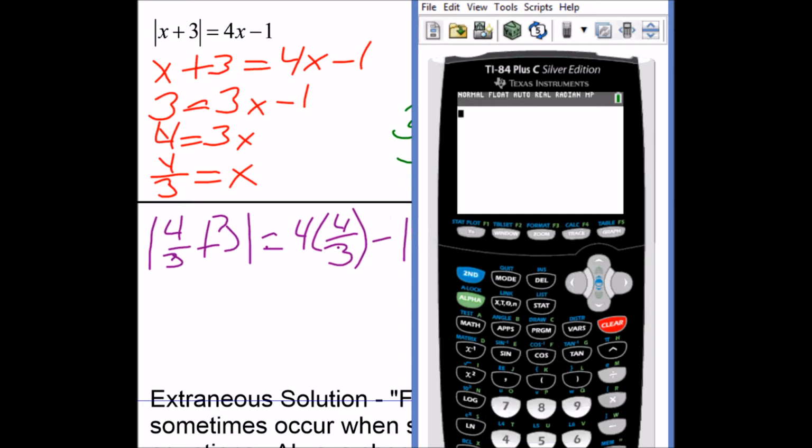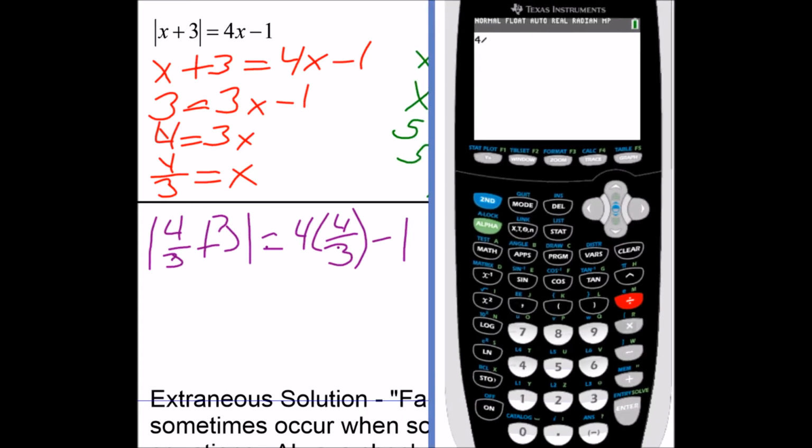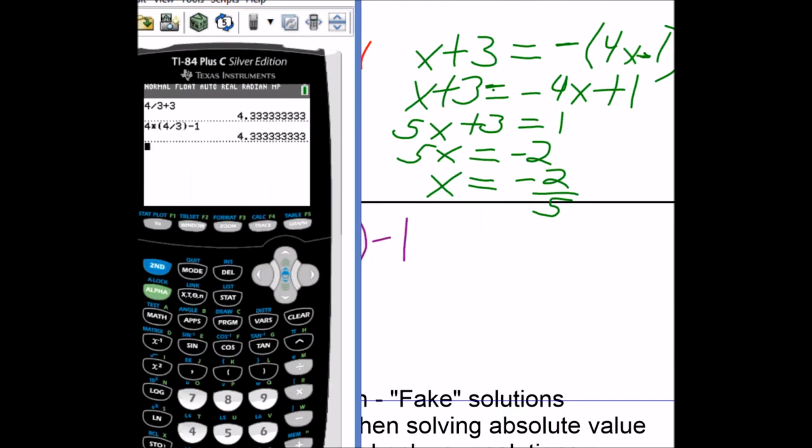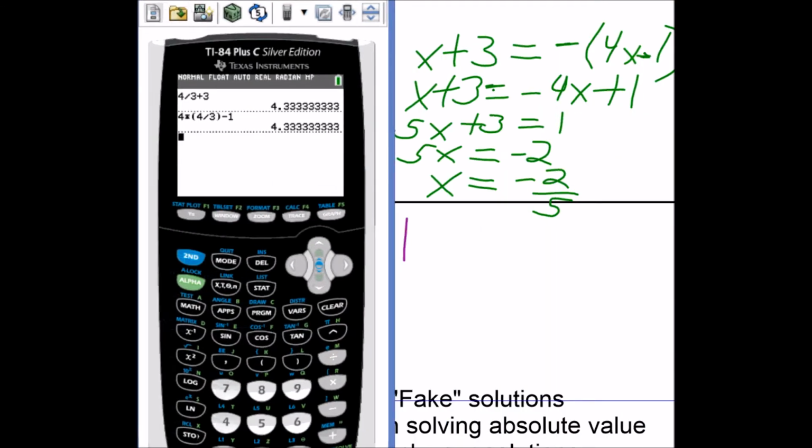So I've got 4/3. Let me move this up. Plus 3 is 4.33333. Okay. 4 times 4/3 minus 1 is 4.33333. So that works. All right. Now I'm going to try the other one.